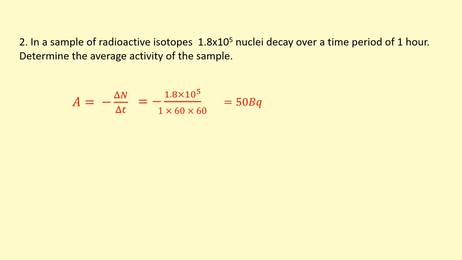Now it's important to keep in mind that this is an average. Why is this an average? Well, the activity is proportional to the number of nuclei. As the number of nuclei decreases with time, the activity also decreases with time. So at the beginning it would have been maybe 100 becquerels, and over time it would decrease, but the average is 50 becquerels.